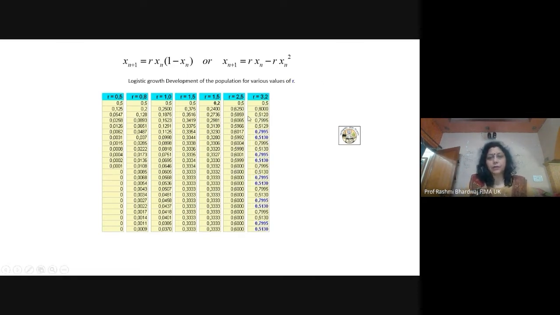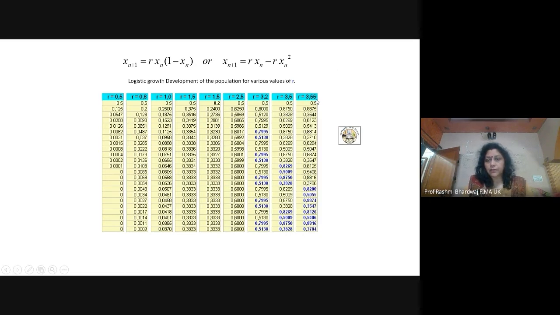But see the change as r becomes 3.2. You see there are 2 points. Either it is moving towards 0.79 or 0.51. So this means from r equal to 3.2, it is bifurcating into two parts. Some are going towards 0.79, some are going towards 0.51. Now, if you move to r equal to 3.5, it becomes 4 points. Same if it is r equal to 3.55, it goes to 8 points. So it is bifurcating continuously.